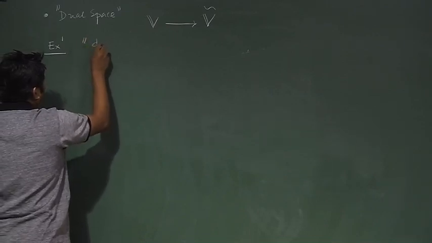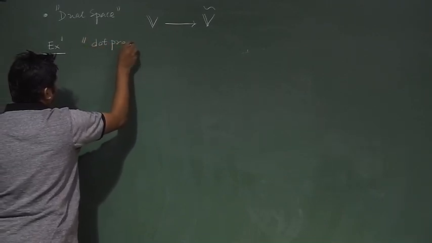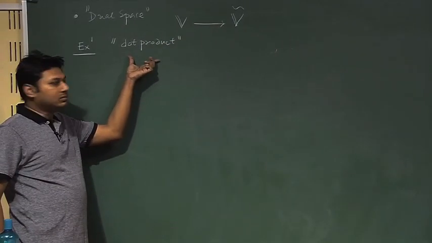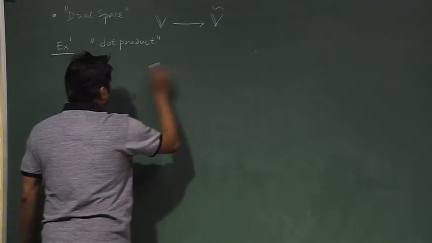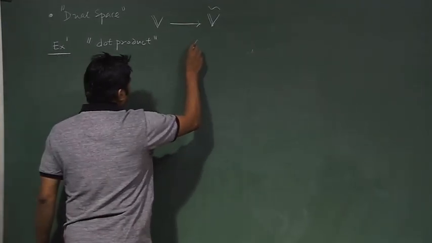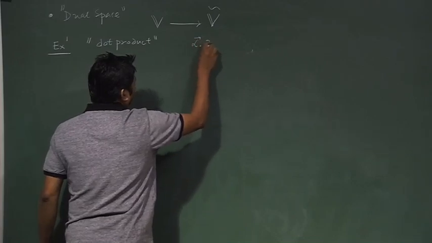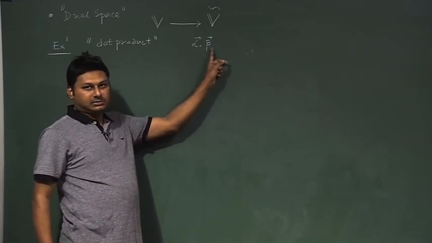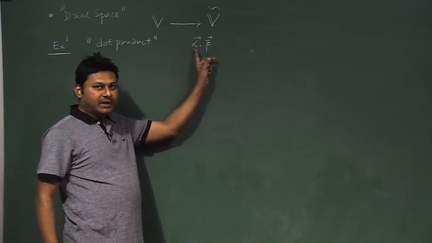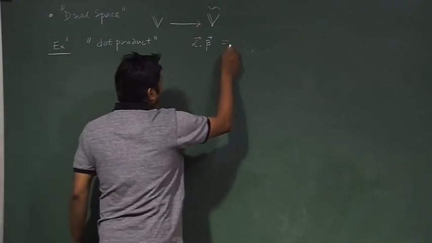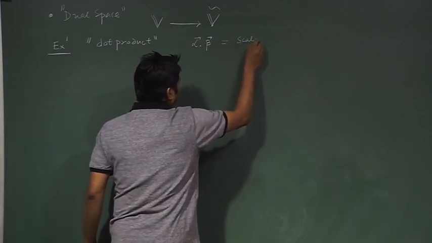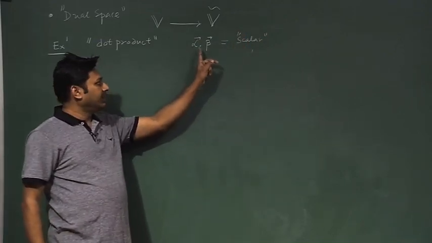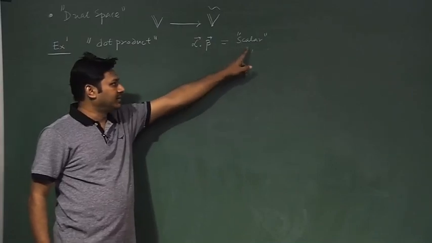Example is the dot product. This is my rule, dot product is my rule. How is it working? You know that if I have one alpha vector and one beta vector, then when I make the dot product, that means I am applying a rule over that. Then what am I getting? A scalar quantity. Remember, two vectors are associated with that, I am applying a rule which I call the dot product, and as a result I am finding a scalar.